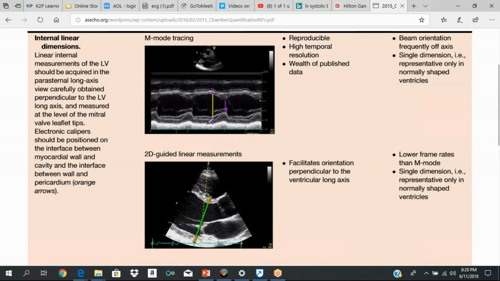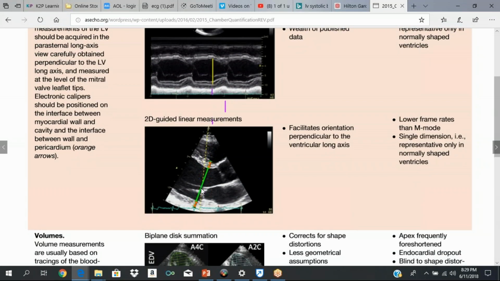We really don't use M mode for measurements. What we do is use two-dimensional measurements, and that is what we've been teaching all along. So with your two-dimensional measurement, you're going to do measurements at the tip of the mitral leaflet. This is the tip of the mitral leaflet, and diastole corresponds to the onset of the QRS. Okay, so from the tissue blood plane, you want to exclude cords. You're going to come straight down to the tip of the mitral leaflet, and this is your left ventricular internal dimension in diastole.